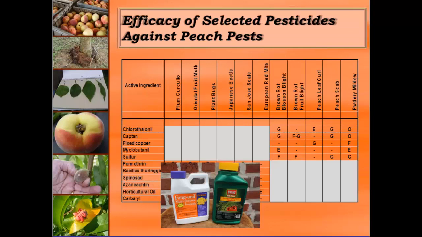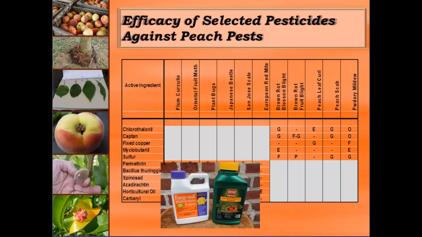So if we look at some of these products here, I want to show just some examples of chlorothalonil that I have at home. So Ortho calls theirs Garden Disease Control. Bonide calls theirs Funganil, multi-purpose fungicide. So again, my purpose here was just to show you that on the home market there are several different product makers that you can get.